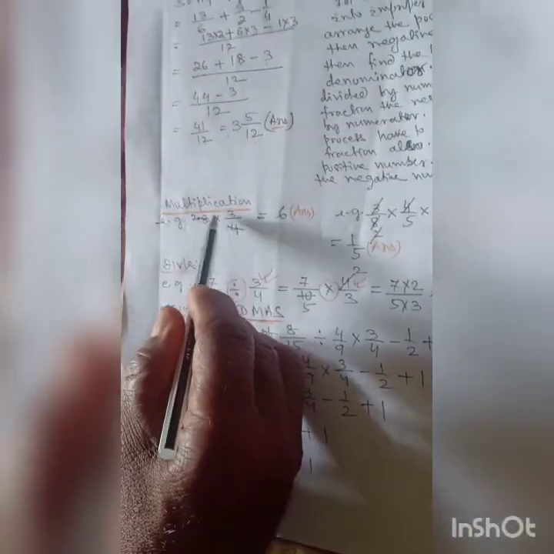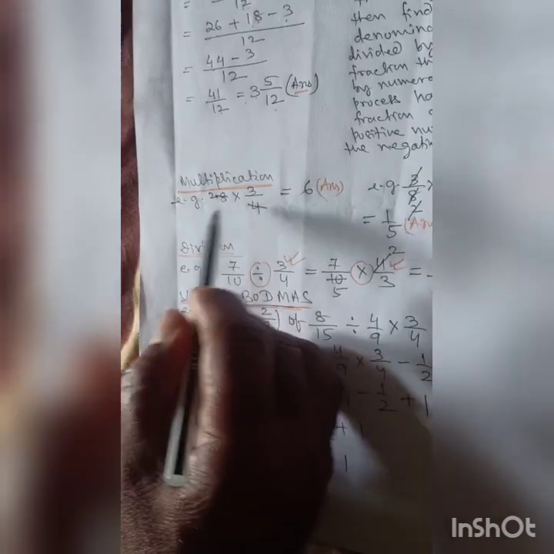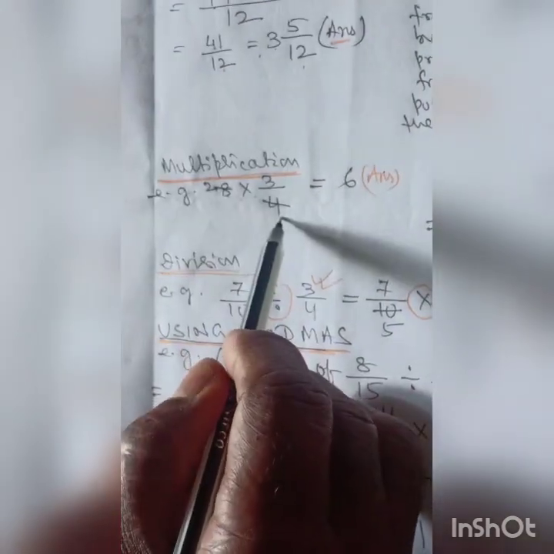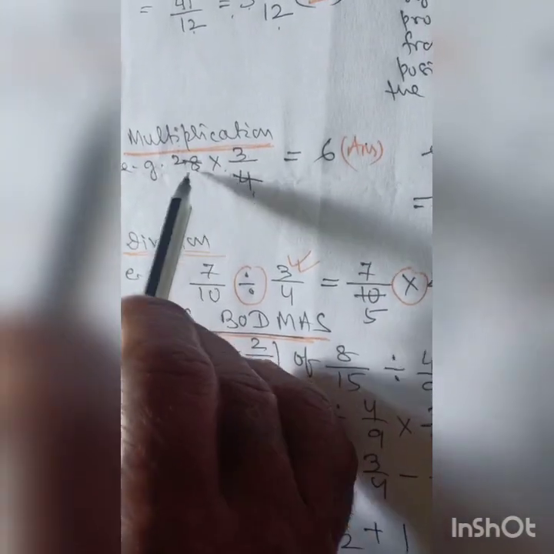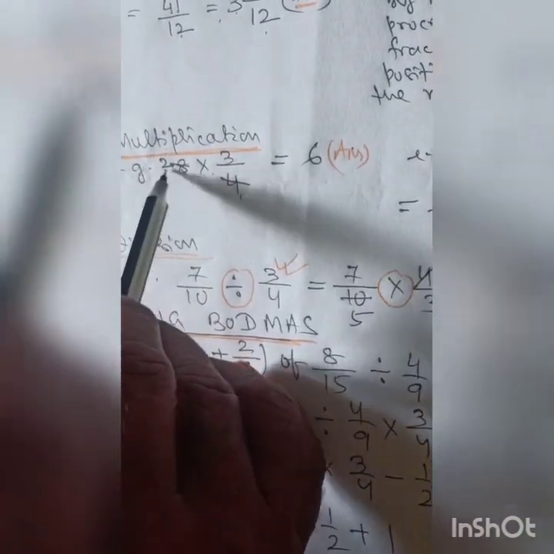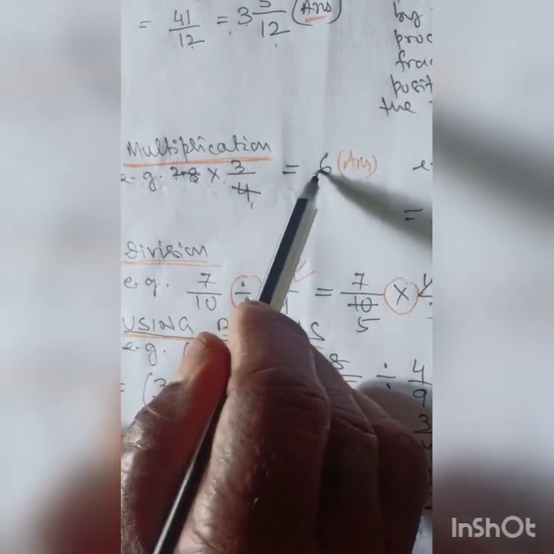Now next is multiplication of fractions. For example, 8 multiplied by 3/4. Now 8 and 4 can be reduced. 8 divided by 4 is 2. Now multiply 2 times 3, equal to 6.